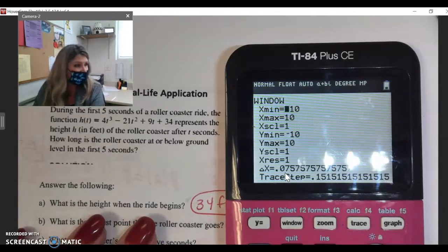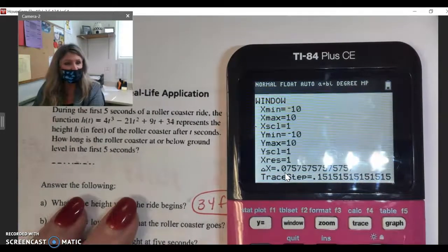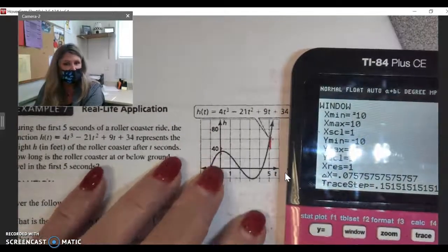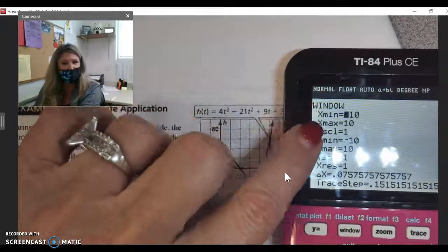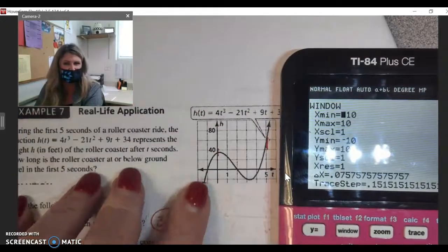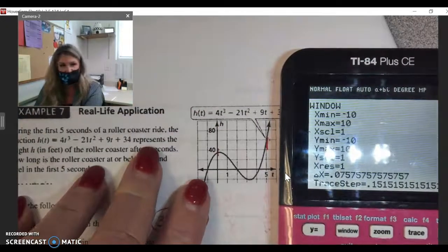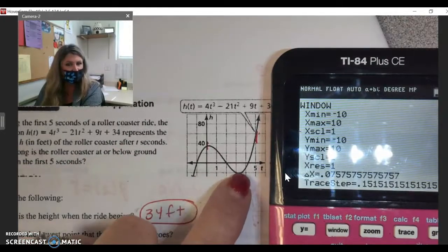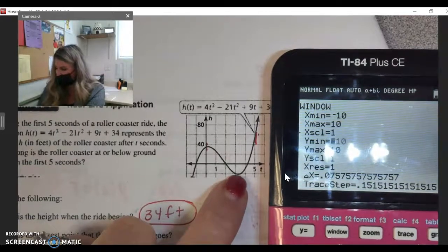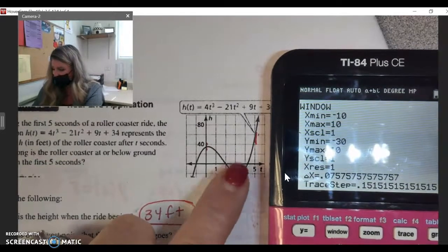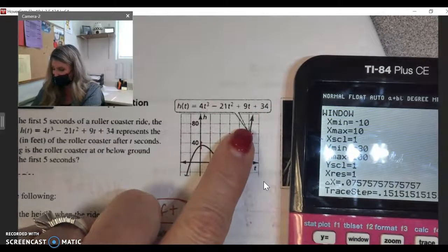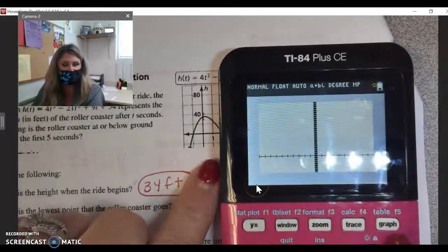Zoom out. Okay, I just like to adjust the window by hand because I have this picture. So the times are fine. I mean, negative 10 to 10 is fine for the time. But for the minimum height, how low does it look like it's going? About 30. Yeah, we should probably make this negative 30. And then the highest point, well, I can see 80. I might want to do 100. Okay, so now when I hit graph, here's what I see.